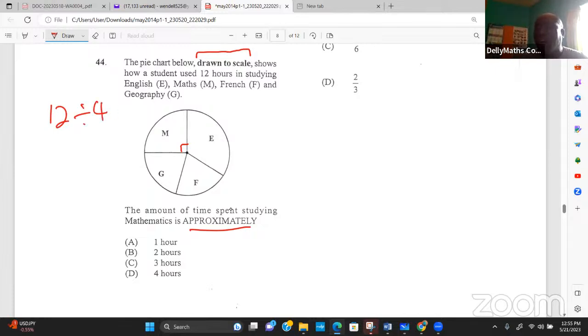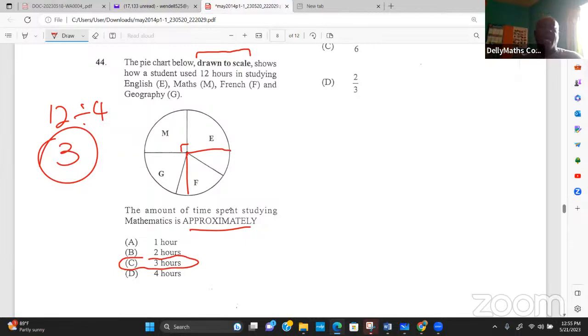Because that is a quarter of the circle, that would be the next quarter. So a quarter is to divide by 4. That's 3 out of the 12. So we're talking about definitely 3 hours. And that is why they said it is drawn to scale.